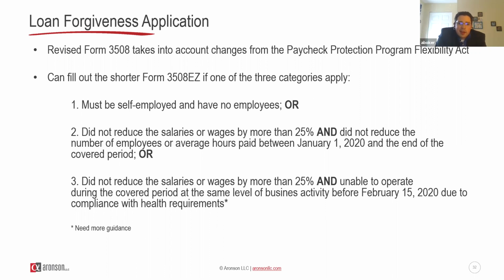And then the third category is that you did not reduce your salary or wages by 25% or more, and you're unable to operate during the covered period at the same business level as before February 15th due to compliance with health issues. You can do this as well. However, I put an asterisk next to this. We don't know what this means. It's very broad, very vague. I mean, to be honest, anyone can say that they aren't at the same business level because of health requirements. So I would proceed with caution if you fall into that third bucket. I'm almost hesitant to say just go with number 1 or number 2 for the moment if you go with the 3508 Easy.